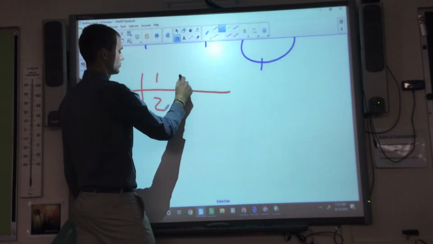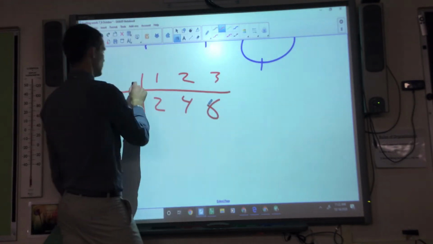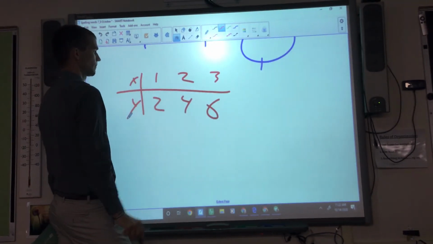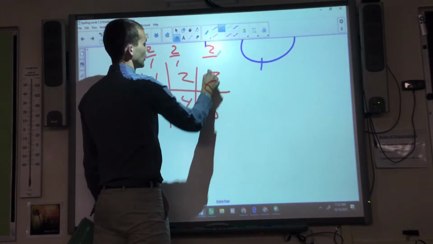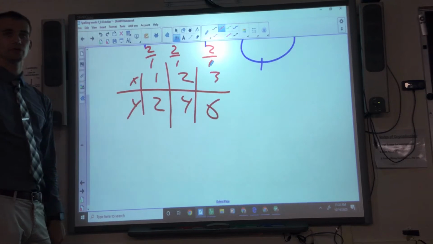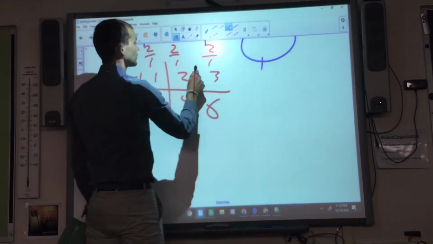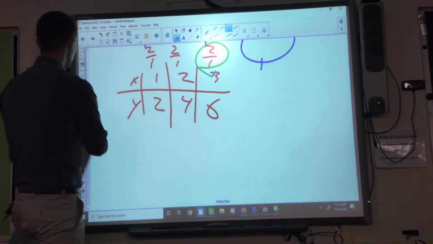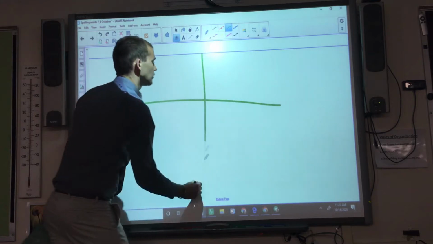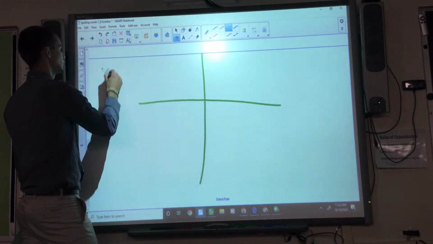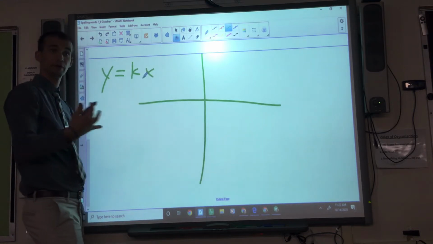So 1, 2, 2, 4, 3, 6, and this is x, this is y. 2 over 1, 2 over 1, 2 over 1. The good news is you've done most of this work already because you know it from the last section. This right here, your constant of proportionality, you are using it on a graph.